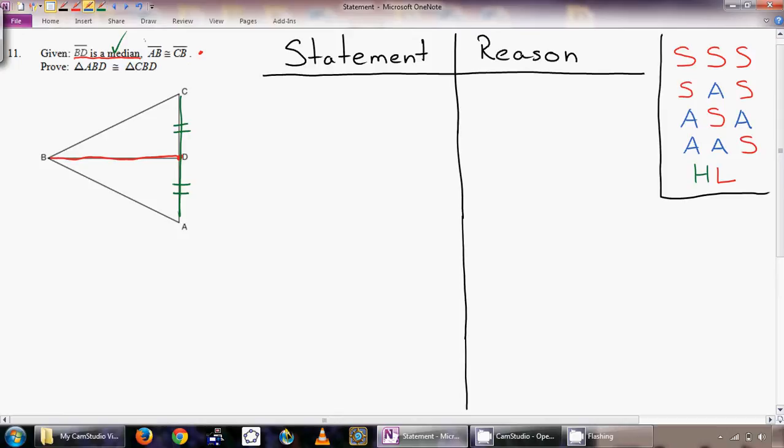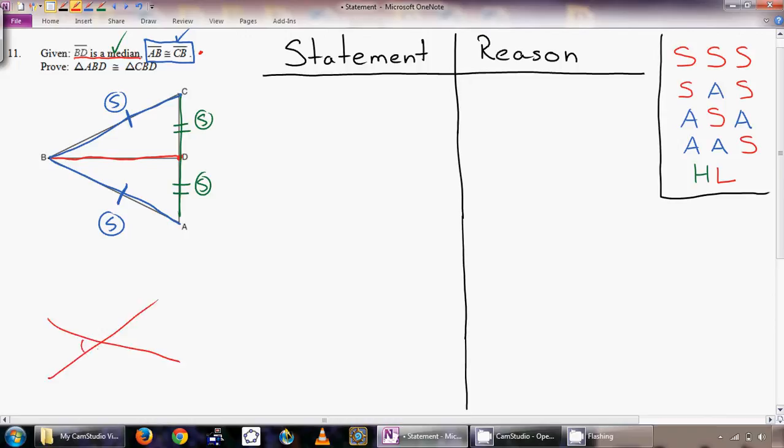The next thing they tell us is that AB, this side here, is congruent to CB, this side here. And that's given. So right off the bat I have a side congruent to a side, and then another side congruent to another side. Whenever you do these proofs, you're going to look for definitions, but sometimes you should look for intersecting lines because they form vertical angles, which I don't have here, but also to use the reflexive property.